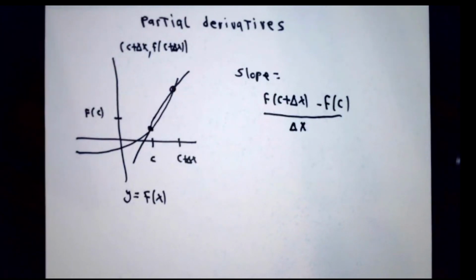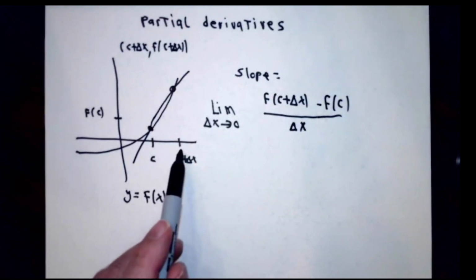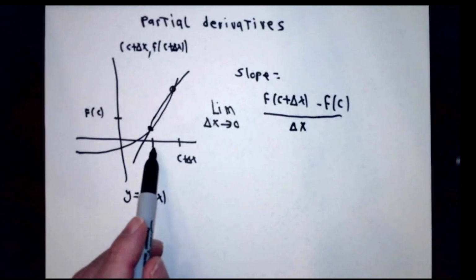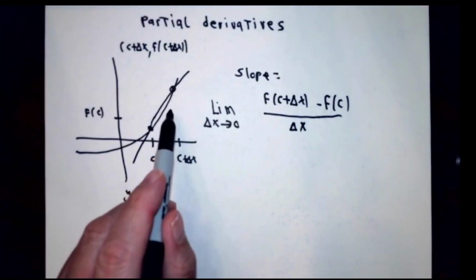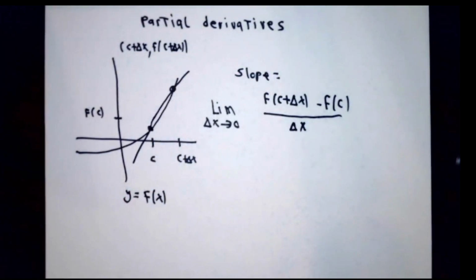Of course, this isn't exactly right because this is not in the same direction as the curve right at x equals c. So the thought is I'll take such secant lines and I'll take the limit of their slopes as delta x approaches 0. That corresponds to letting this point slide to the left and approach x equals c. This point slides down the curve, causing the secant line to look more and more like the desired tangent line.